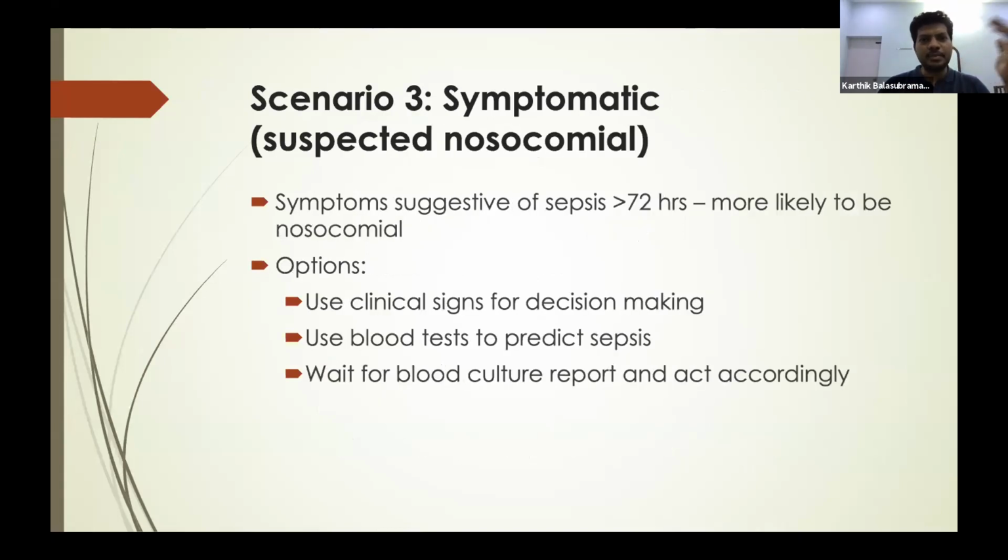And scenario 3 is a symptomatic baby where you suspect a late onset sepsis and nosocomial infection, the baby developing symptoms after 72 hours. With the clinical signs, one can make a diagnosis of an infection, and some of the blood tests can be used, which will help in predicting infection.